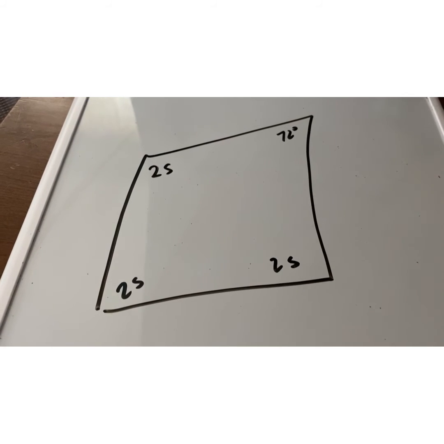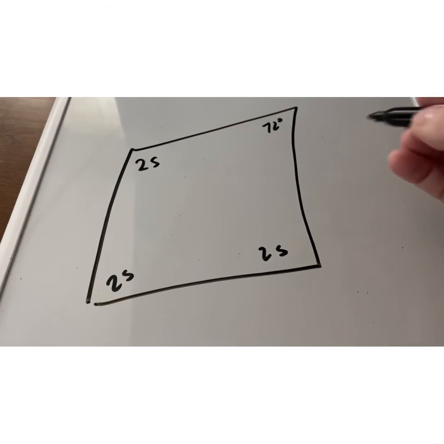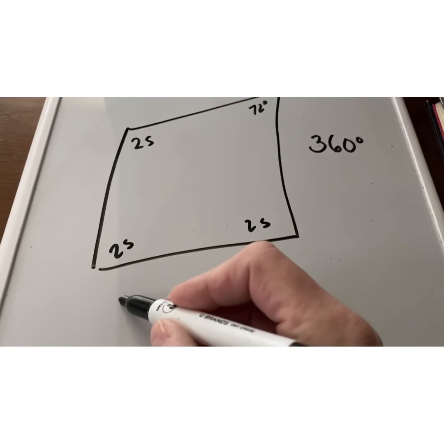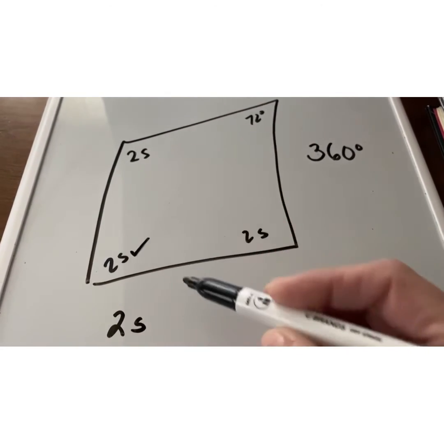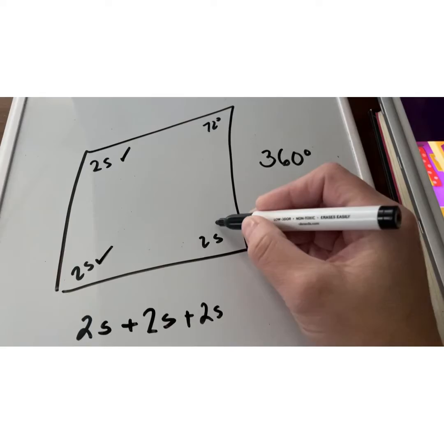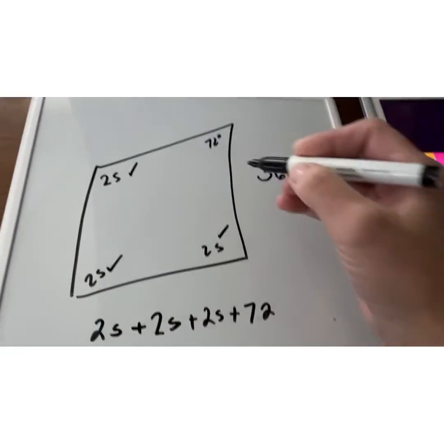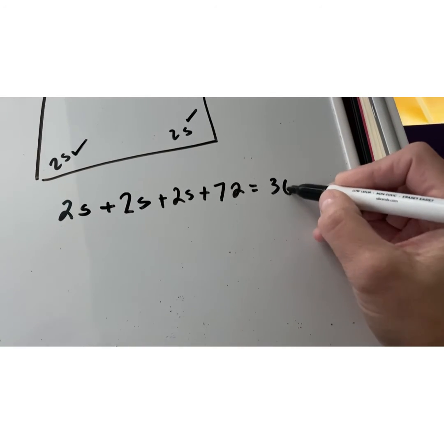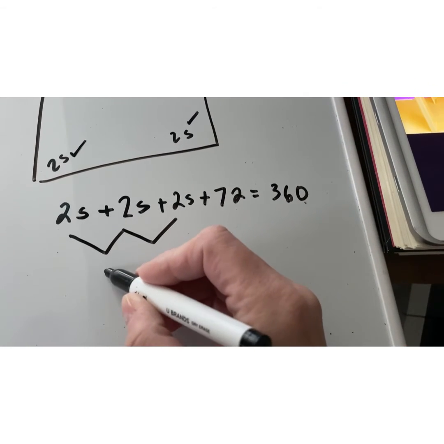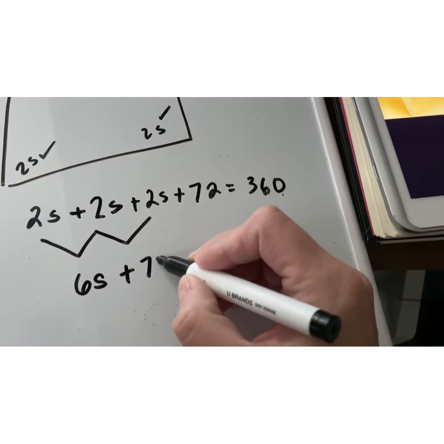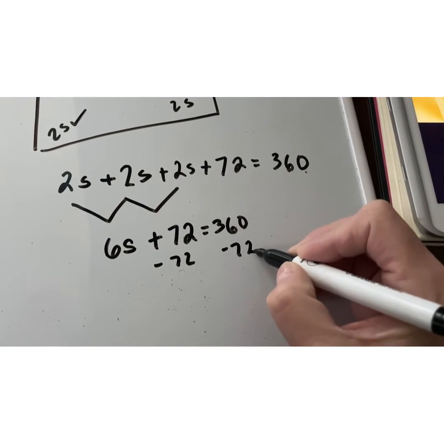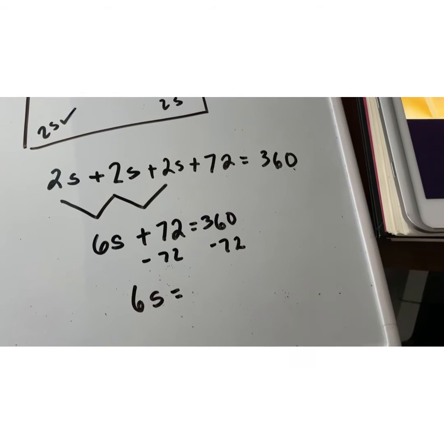So here we have a polygon that is not a regular polygon, and we have all 4 sides. Well, we know that a 4-sided shape has interior angles that equal 360 degrees. So all we have to do is add up each of those angles. So I have 2s plus 2s, that's this one here, plus 2s, that's this one here, plus 72, and that's that one there, equals 360 degrees. Now I'm going to combine my like terms, which are my 2 s's. They could be any kind of s's, but these are all 2, and that will give me 6s plus 72 equals 360 degrees. I'm going to get rid of my 72 on both sides, and I'll have 6s equals 360 minus 72.